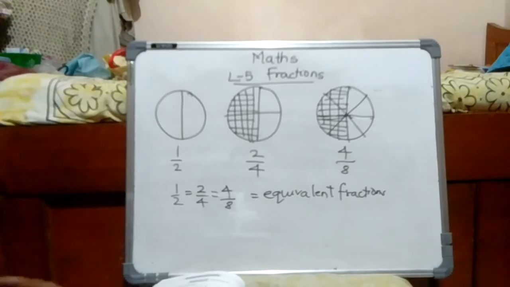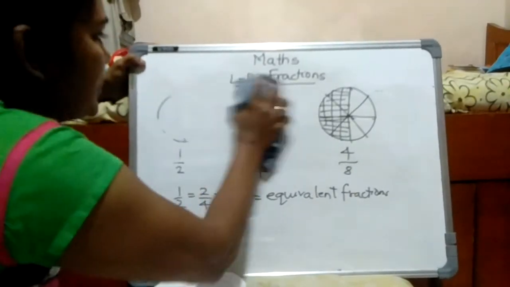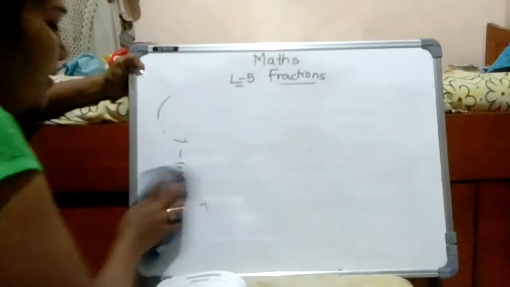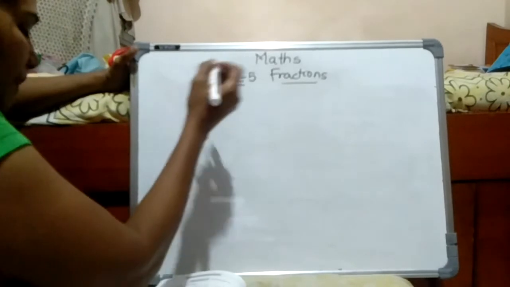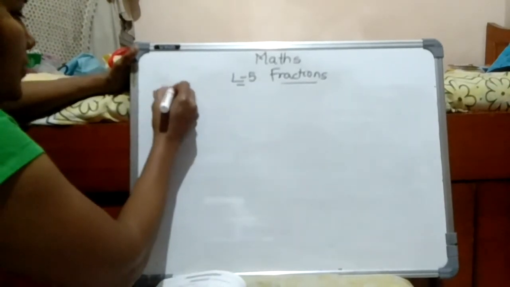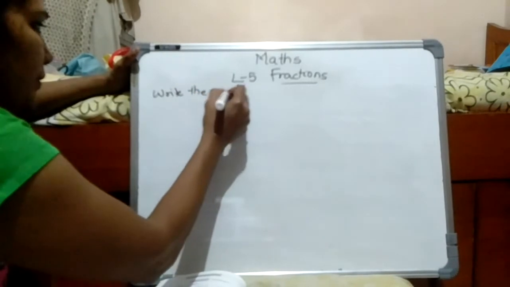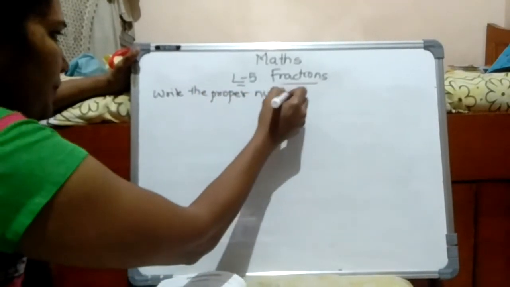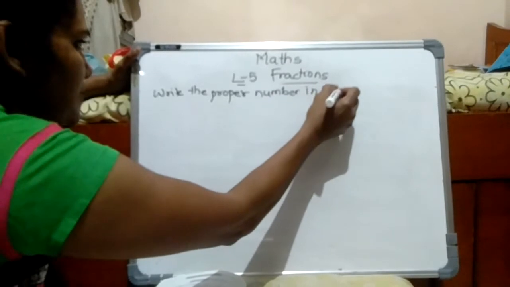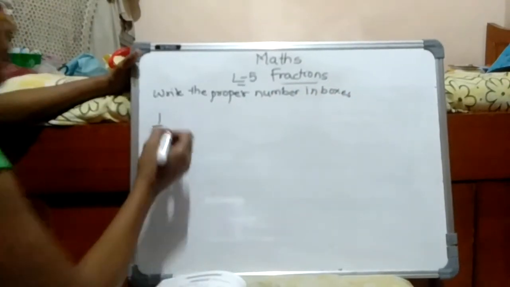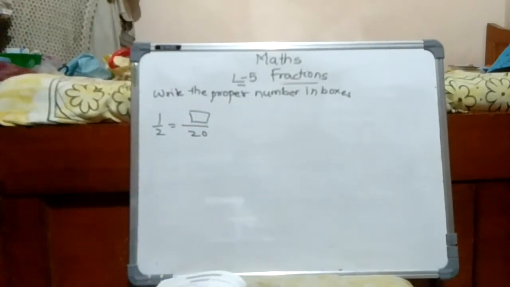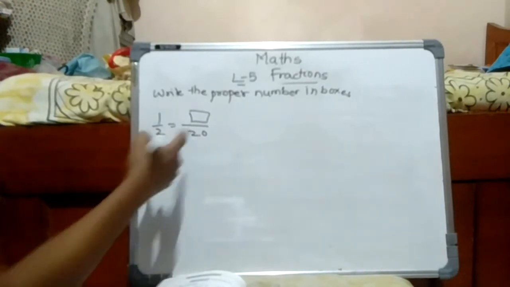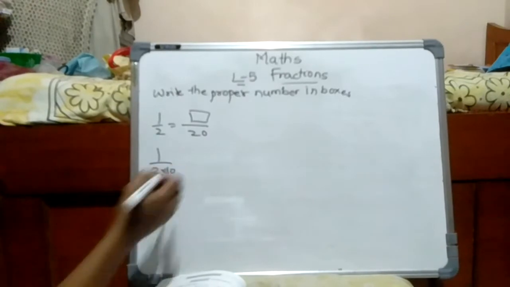Okay, there is problem set number 17. If you see, it is given, you have to fill the empty boxes. Write the proper number in boxes. 1 upon 2, and here one box is given 20. Now we just have to see how to get 20 over here. 2 into 10 is 20.